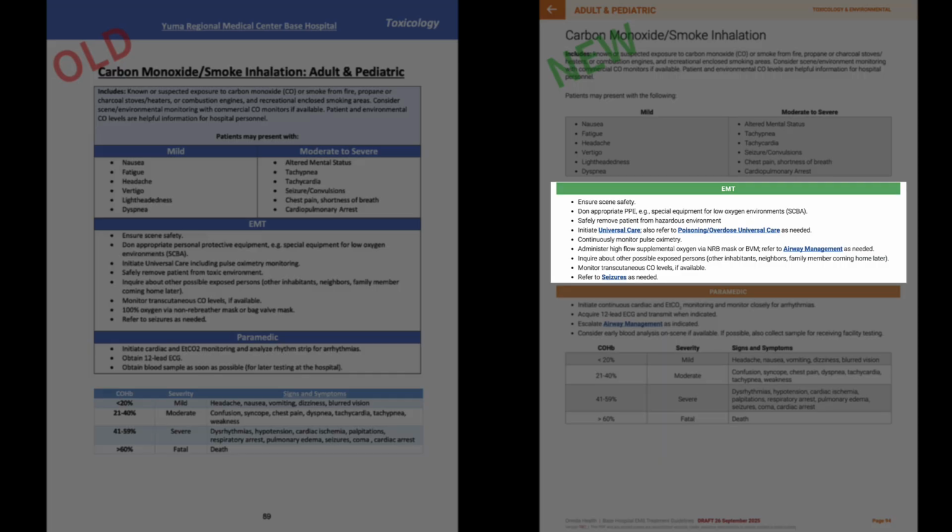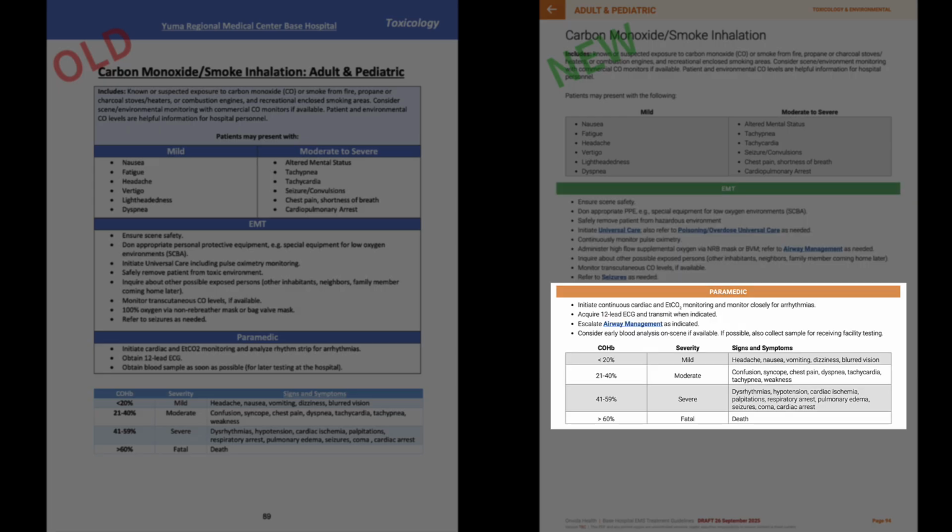For EMTs, we put the focus on scene safety, appropriate PPE, again removing the patient from the source, high flow oxygen administration, pulse oximetry monitoring, and inquiring about other possibly exposed individuals. Paramedics are expected to start cardiac and end tidal CO2 monitoring, obtain and transmit ECG, as well as draw a blood sample early for hospital testing and verification if possible.